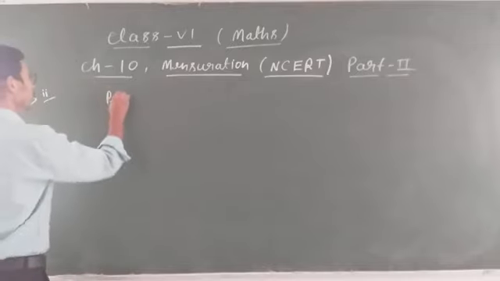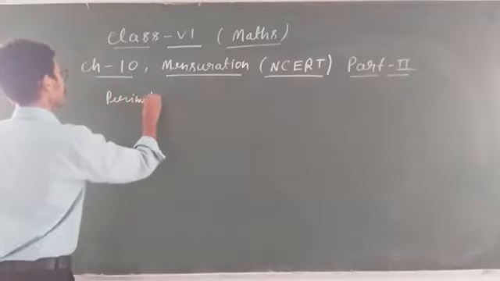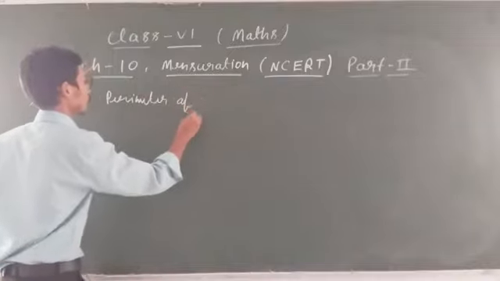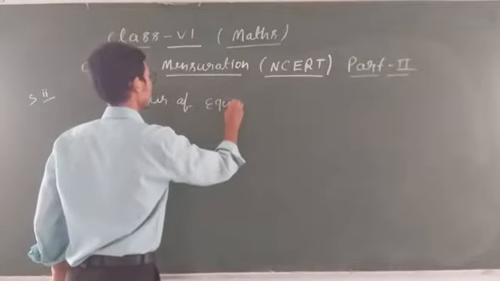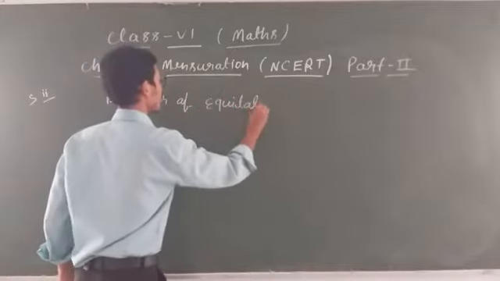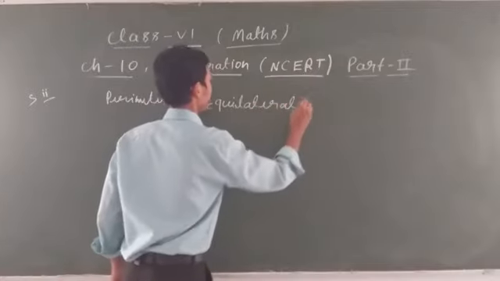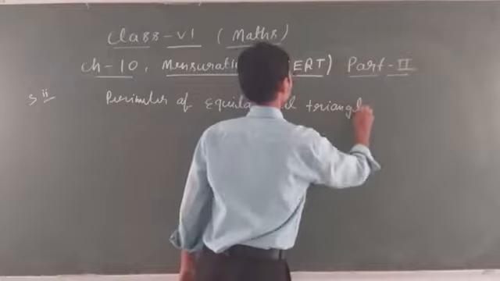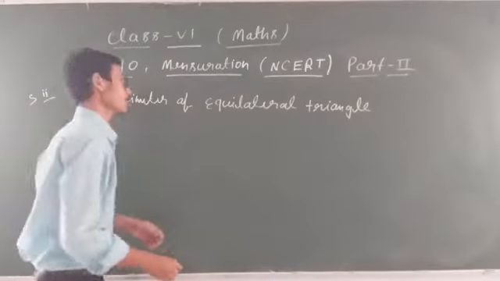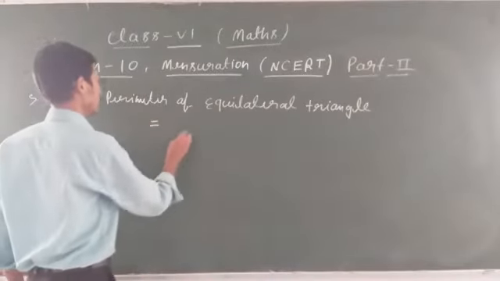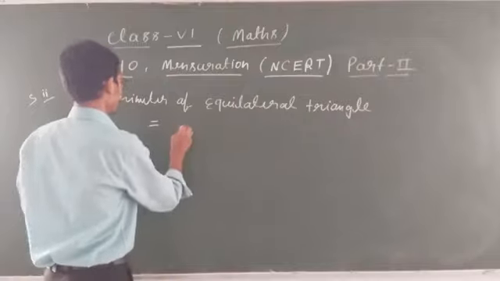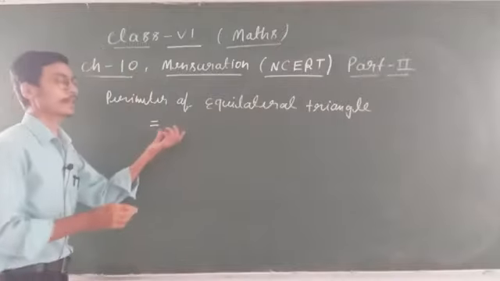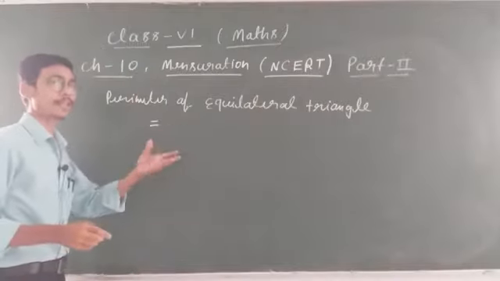So perimeter of equilateral triangle. Clear? Perimeter of equilateral triangle means, student, equal to the sum of all sides, and equilateral triangle means, you know that, whose all sides are equal.